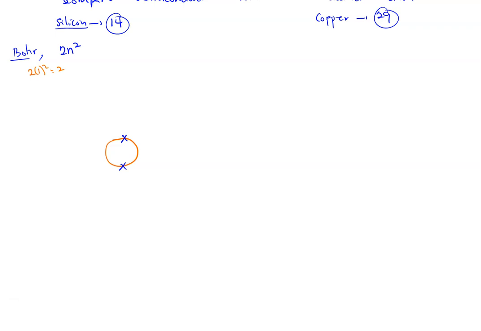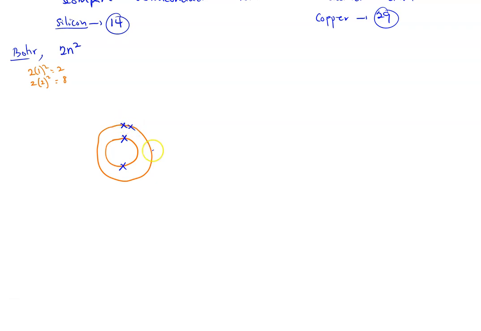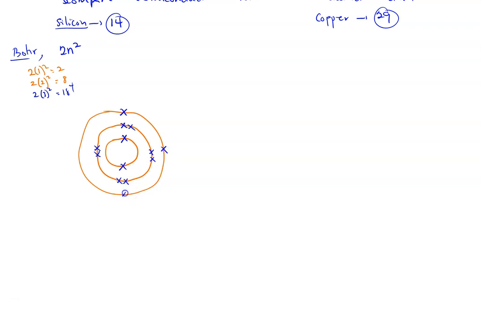What about the second shell? Let me draw the second shell. Very good. The second shell is 2 times 2 squared, right? Which is going to take what? 8. We are going to fill the second shell with 8. So we have 1, 2, 3, 4, 5, 6, 7, 8, right? Then the third shell is 2 times 3 squared, which is 18. But we are left with just 4. So the third shell is going to take 4. Let me draw the third shell and fill it with 4 electrons. 1, 2, 3, 4. We have the nucleus in here.